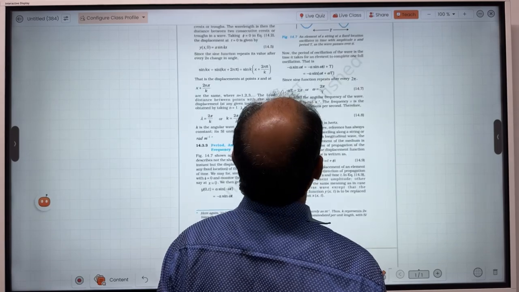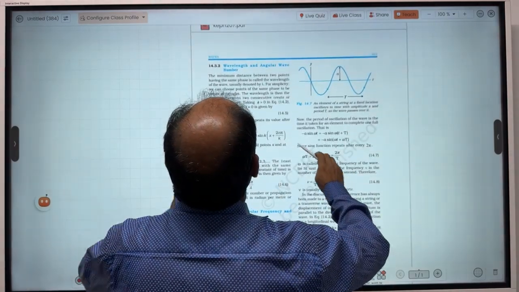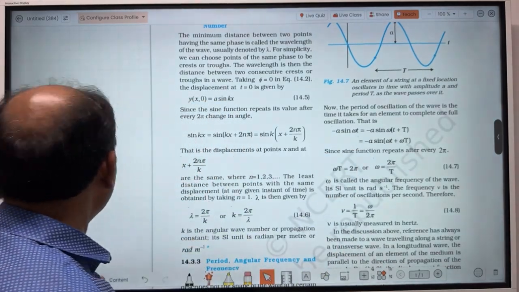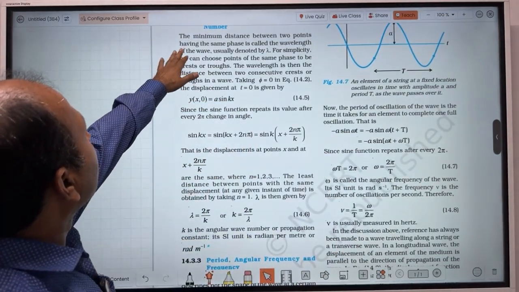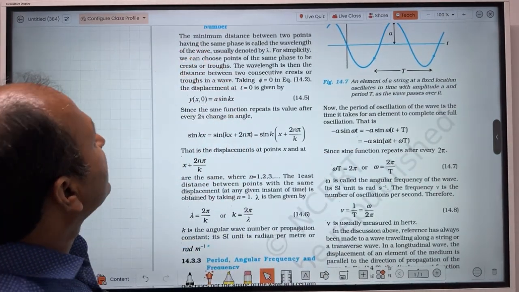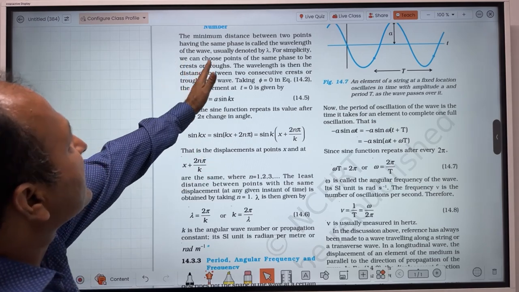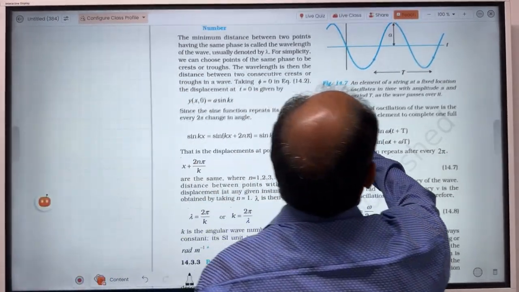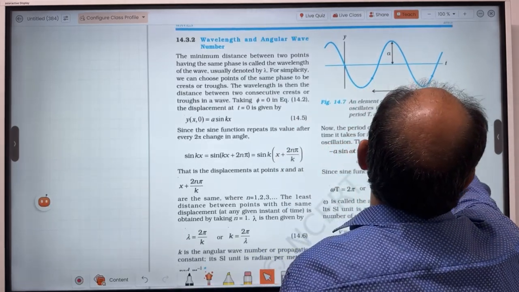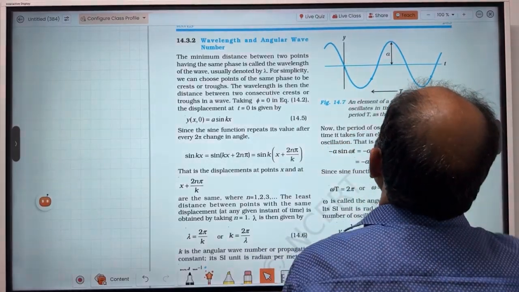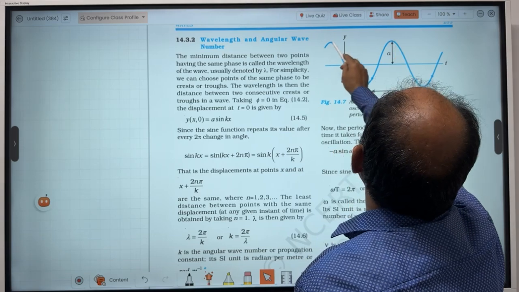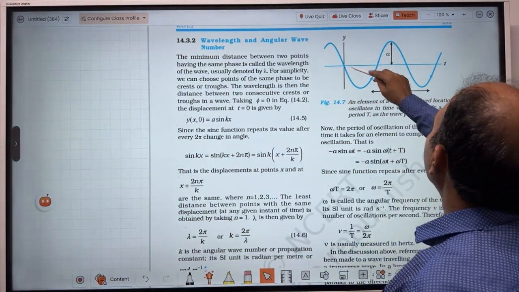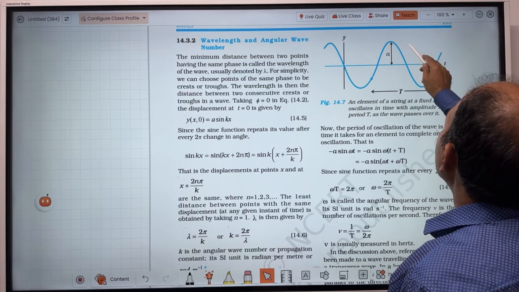So let's continue. Here we are going to see different results. The minimum distance between two points having the same phase is called the wavelength of the wave. You have already studied. Suppose you consider this point and this point, so this will be equal to one wavelength. If you consider this crest and this crest, one complete wave you have to consider, right? So if you start from here, then you will reach here.